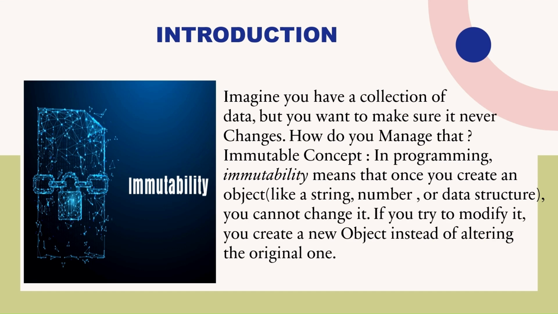Imagine you have a collection of data that you want to keep constant without any accidental changes. This is where immutability comes into play. In programming, immutability means that once you create an object like a string, number, or data structure, it cannot be changed. Any modification results in creating a new object rather than altering the original one.